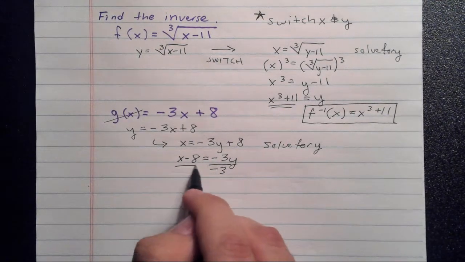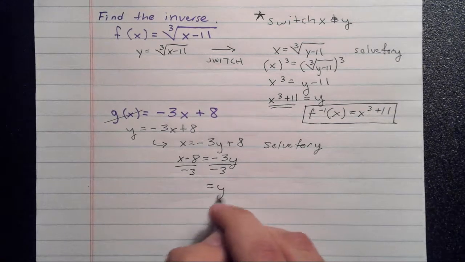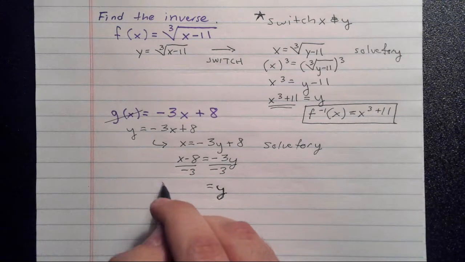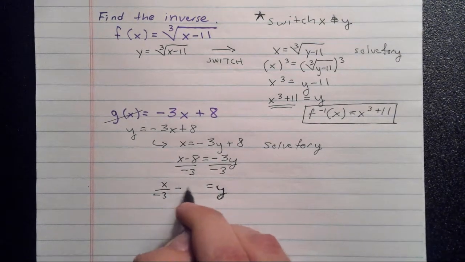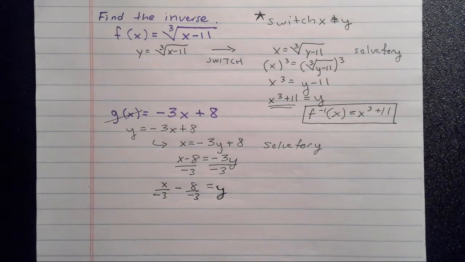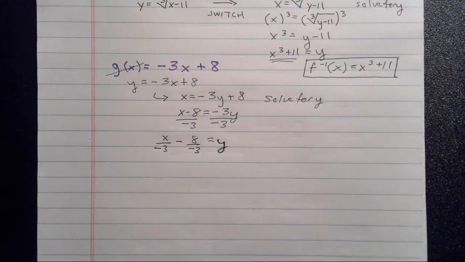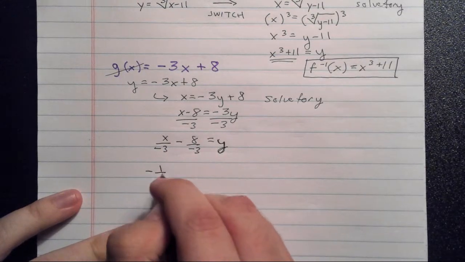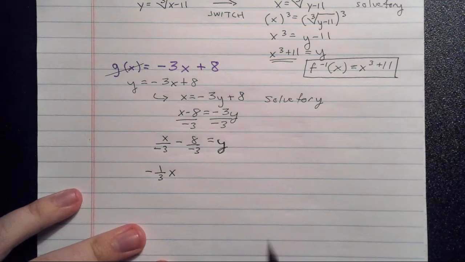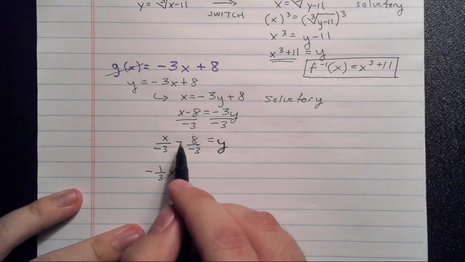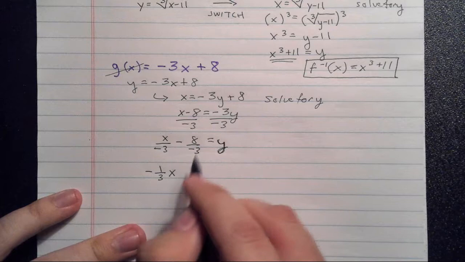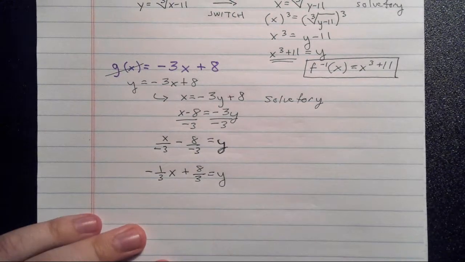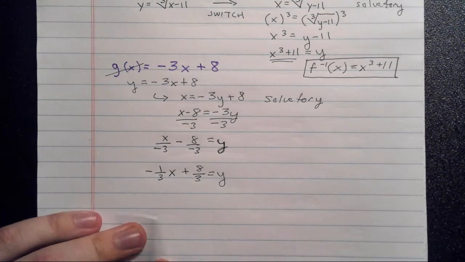Now, I could leave this entire thing over negative 3, but it's probably more likely that you'll see this split up. Rather than being over negative 3, each term will be divided by negative 3, and I will have to simplify this. Well, what am I going to do with x over negative 3 minus 8 over negative 3? Well, x over negative 3 I can write alternatively as negative 1/3 x. Negative 8 over negative 3, these two negatives will make this positive, and I will have 8/3. So that's y.